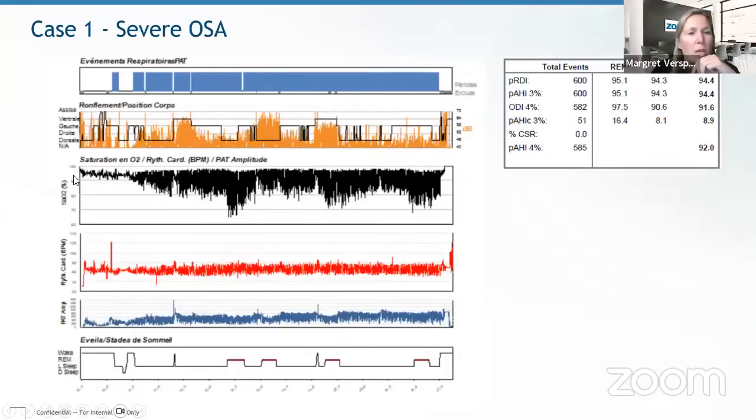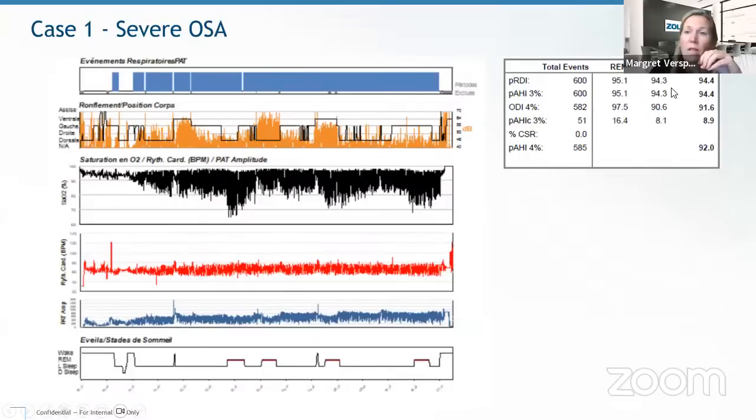Here we can see the saturation curve. In the beginning, when the patient is awake, we don't see desaturations, but here it starts. And here we can see a lot of desaturations from the beginning to the end of the night. It's also related to the heart rate variability over here and the PAT variability. So from here, we can see this is a very severe case.